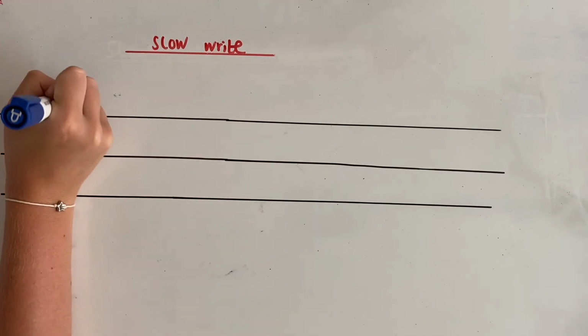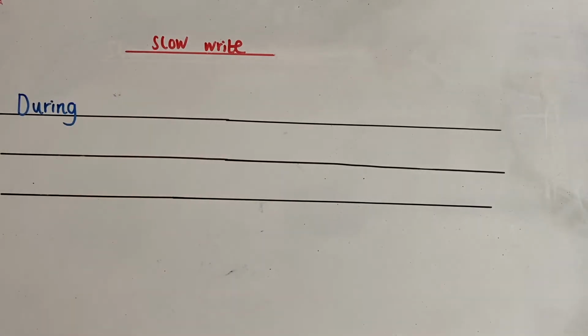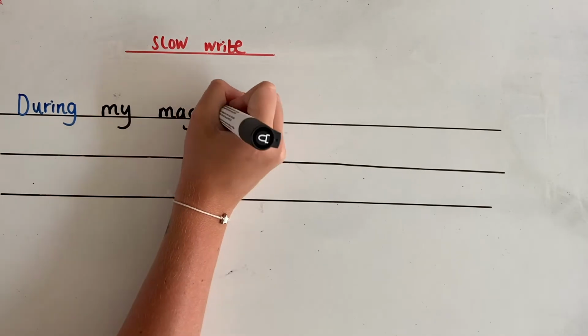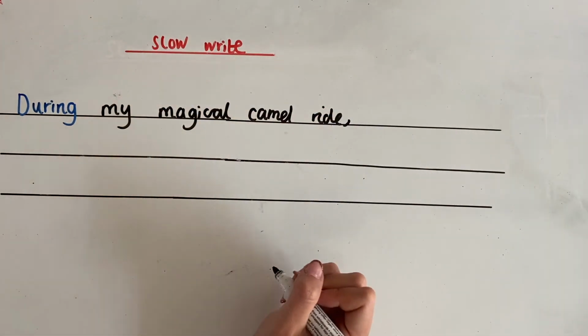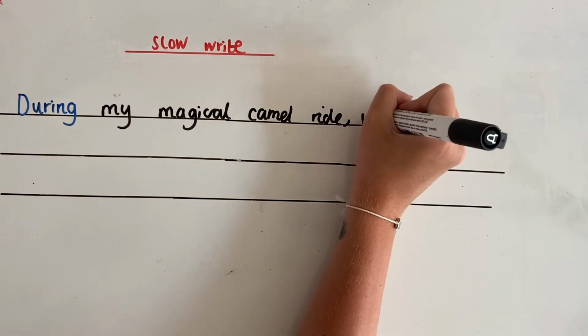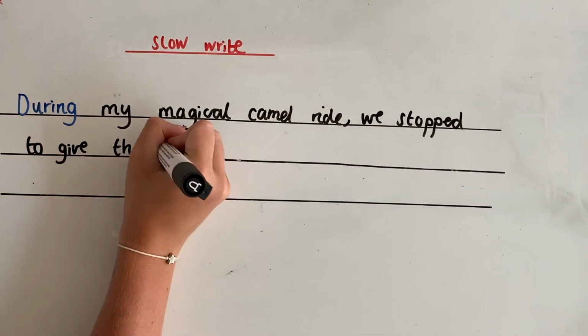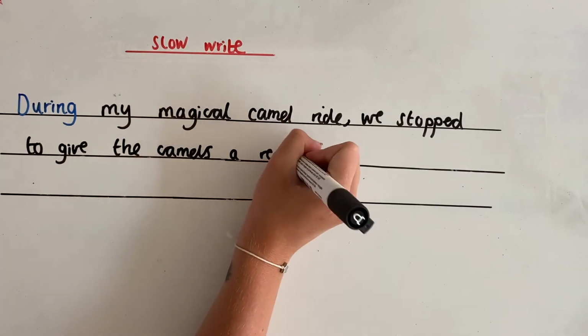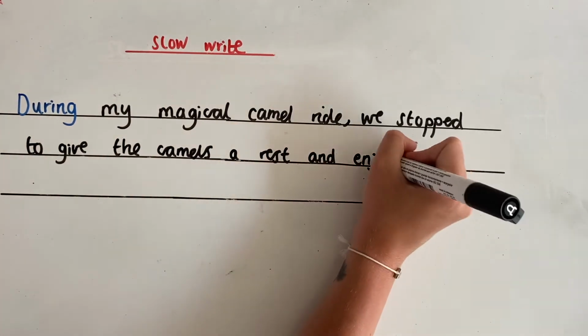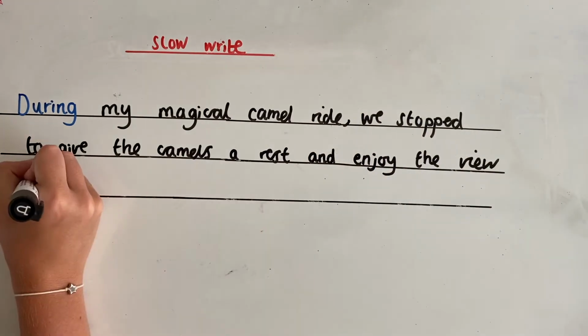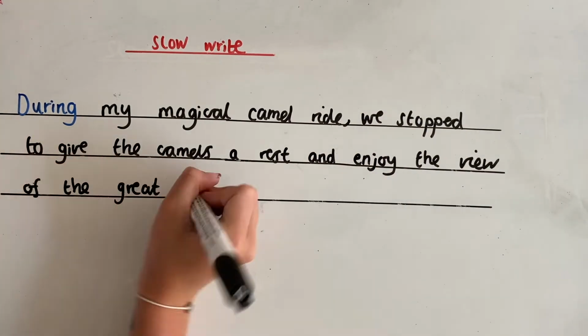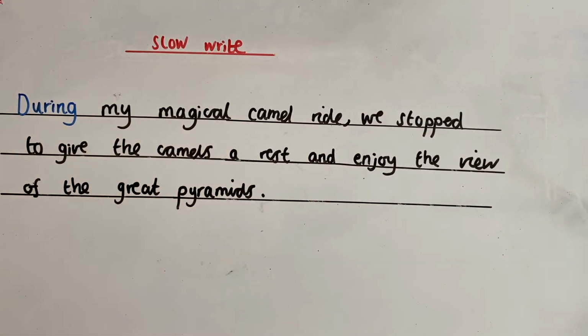Now I'm going to begin to write my first sentence, including an opener. During my magical camel ride, we stopped to give the camels a rest and enjoy the view of the Great Pyramids. Now, can you see that I'm using the picture to help me? I saw camels in the picture and the pyramids, so I'm using that to help me form my sentences. Now you can pause the video here and try to write your own sentence containing an opener.